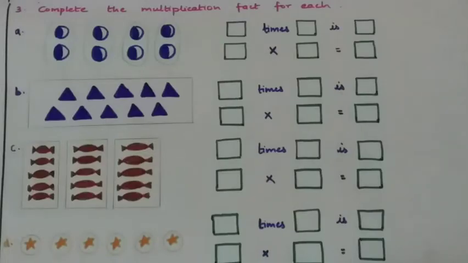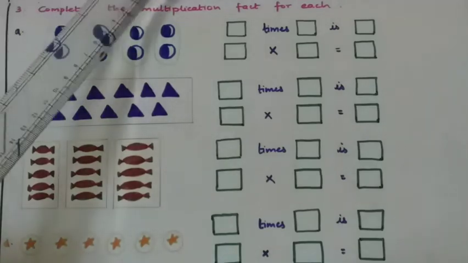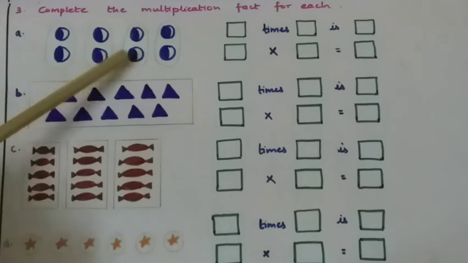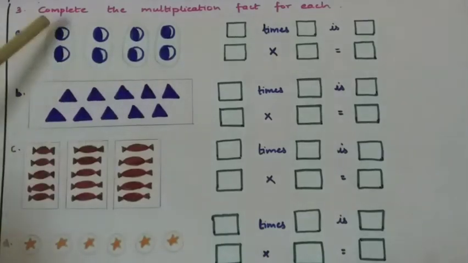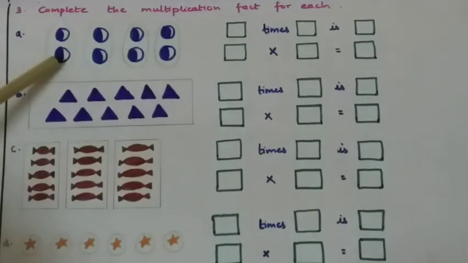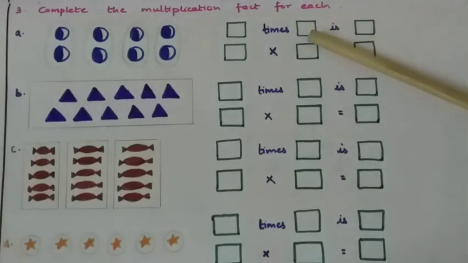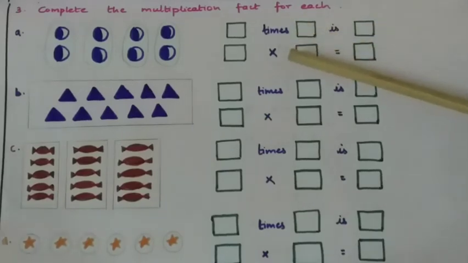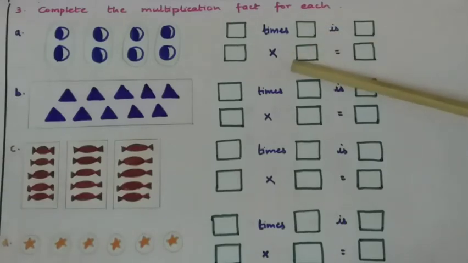Here your child needs to complete the multiplication fact for each. Here there are 4 groups and each group has 2 balls in it. So you can ask your child to write the multiplication fact here and the result in this box. I have written in 2 formats for your kid to be clear that both are the same.